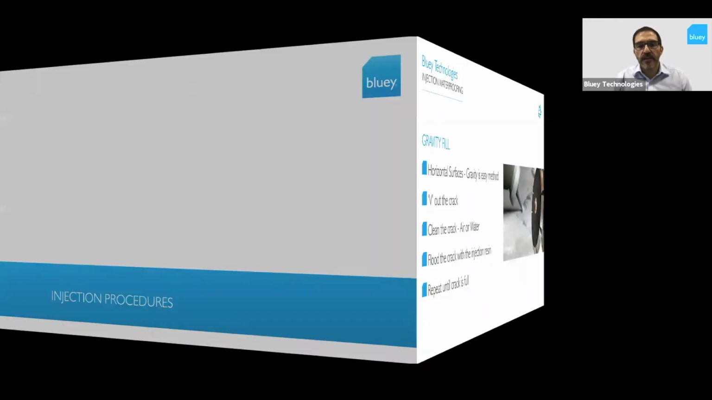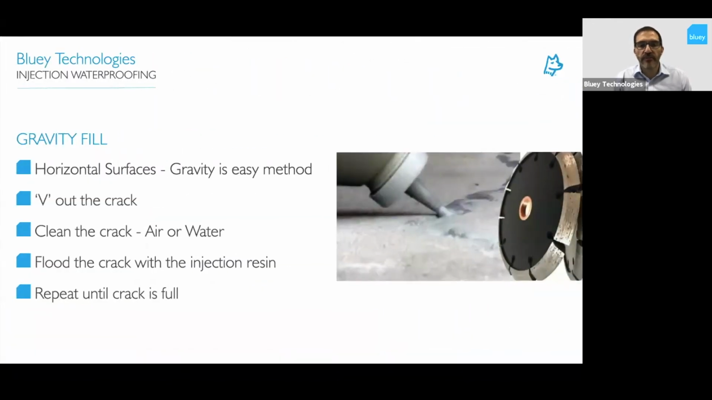Just some of the little procedures, gravity filling, pretty self-explanatory. We V out the crack first, and as you can see in the photo there, we clean it out with air and water, and then we just flood the crack with the resin and keep filling it until that resin penetrates through. And there are some really good resins out there with extremely low viscosity that will penetrate really well into cracks of around a millimeter or so.